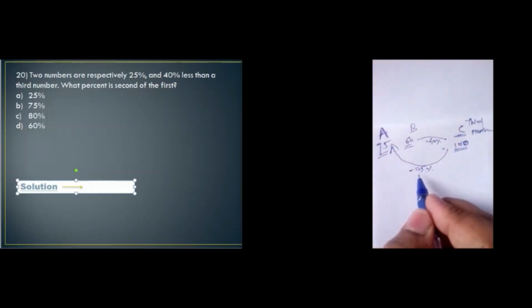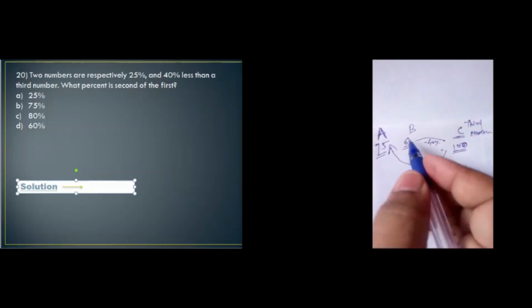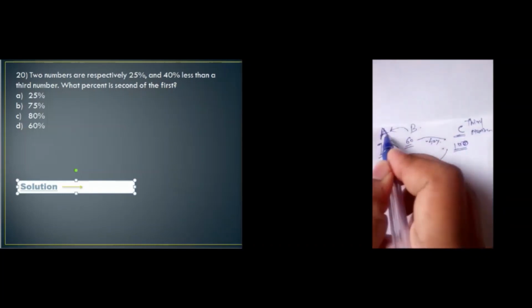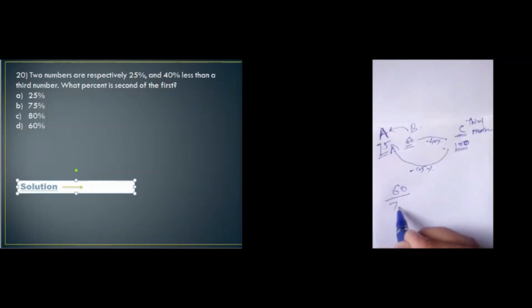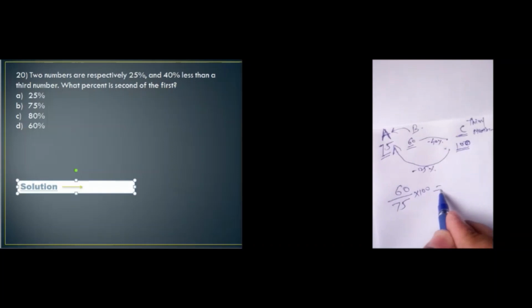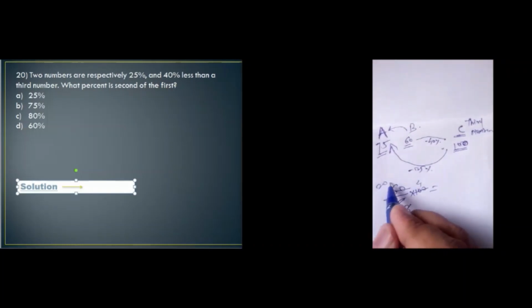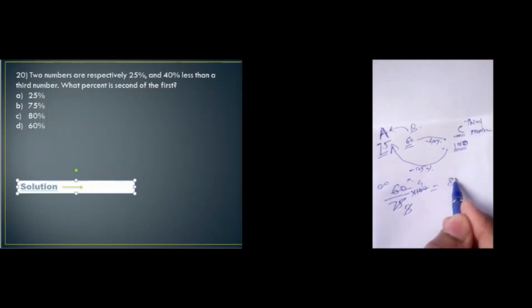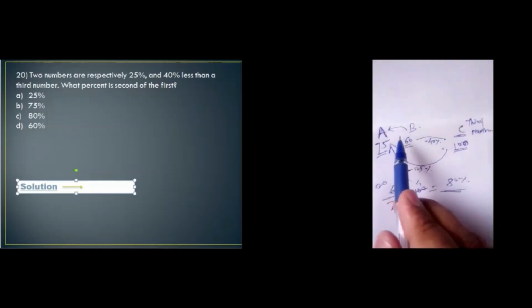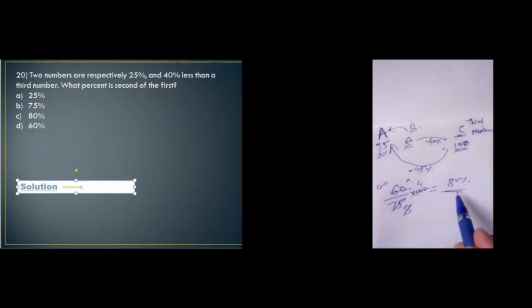And the question has asked what percentage the second is of the first. This is second, this is first. So 60 of 75, what is that percentage? So multiply with 100. So 25 times 3 is 75, 25 times 4 is 100, 60 by 3 will be 20, and this 20 into 4 is going to be 80%. So B is 80% of A. So 80% is the correct answer. So option C is the correct option.